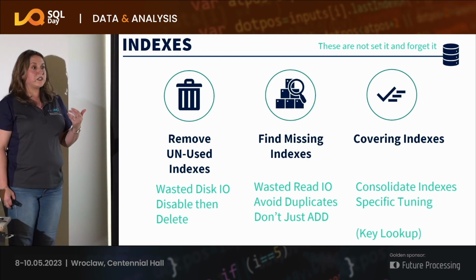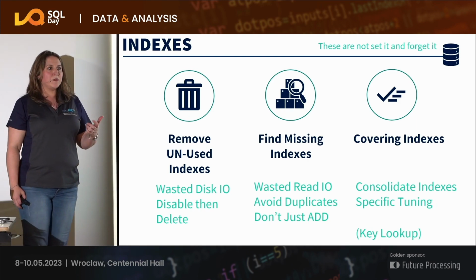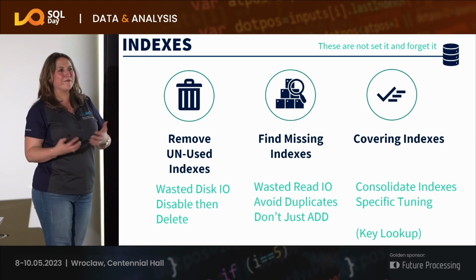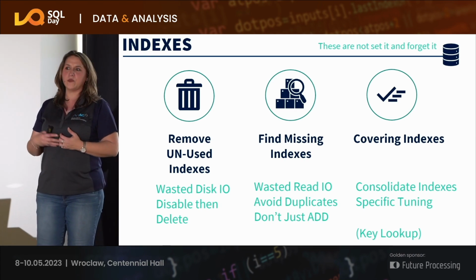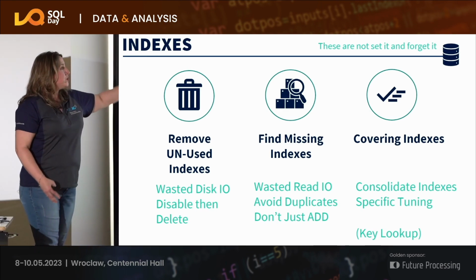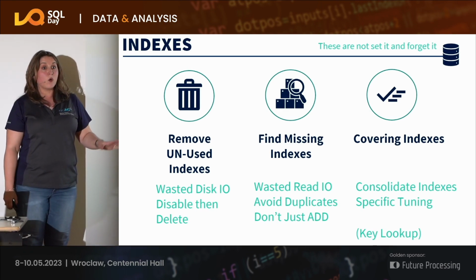Duplicate indexes is a waste of writes. It gives the optimizer too many decisions to choose from, right? I want to make sure it gets on the right path with the right index that's available. So you should be doing these 3 things at least quarterly.